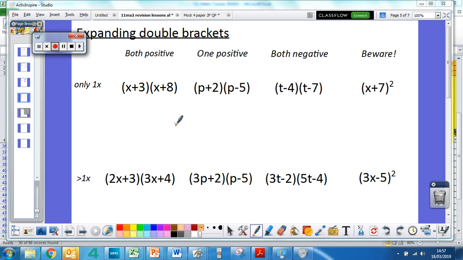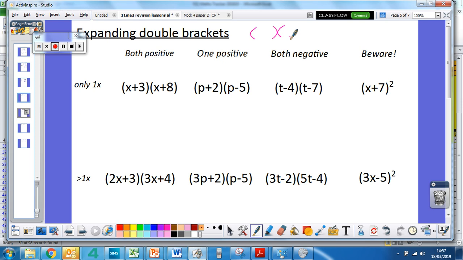Now, when you're expanding double brackets, we're talking about brackets that are directly next to each other. There's nothing in between, apart from something that's invisible. The invisible thing that's in between is a multiplication sign. But it's not like the video we just looked at, where you've got single brackets that are separate. Okay? We're talking about double brackets, side by side, bumper to bumper, and that means you're multiplying out the brackets.